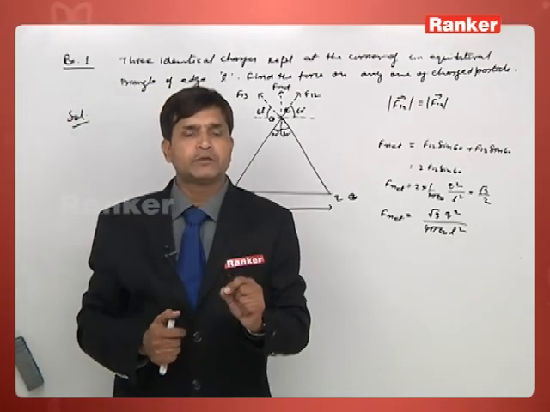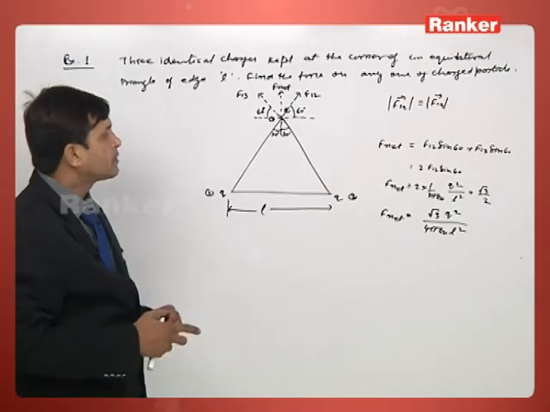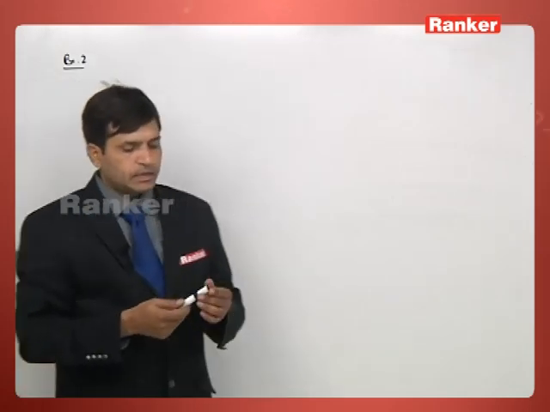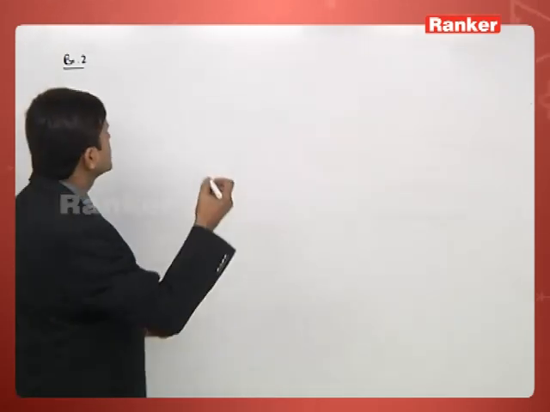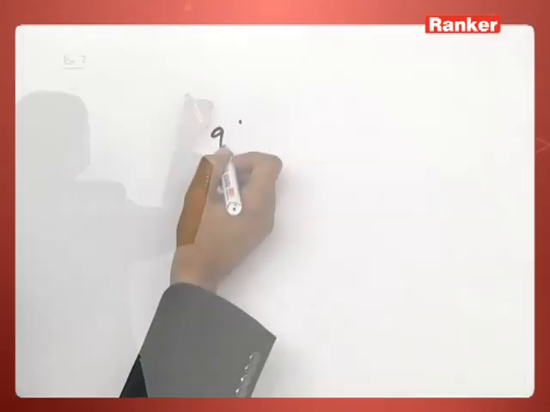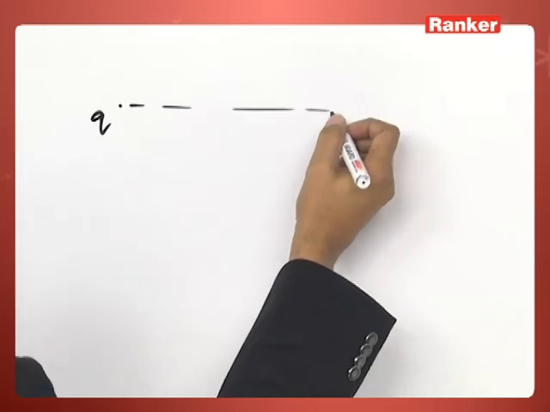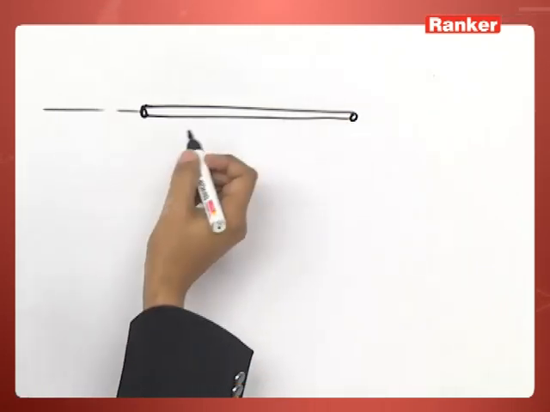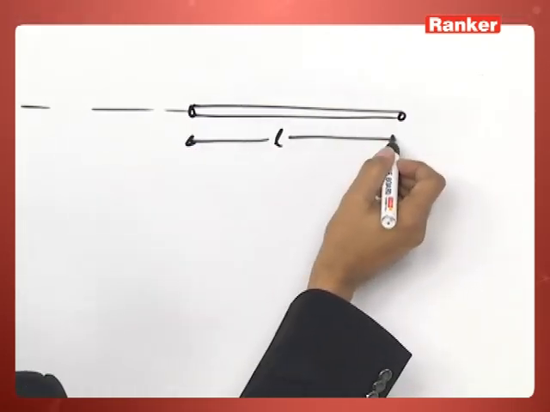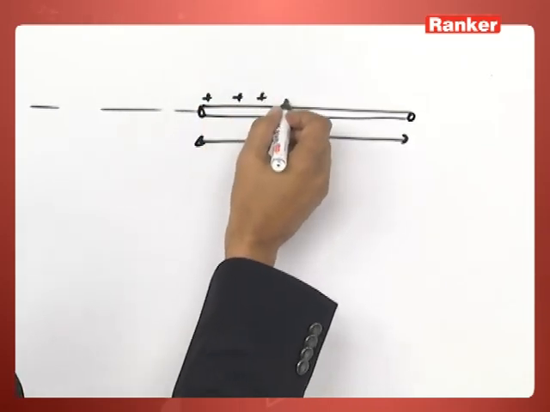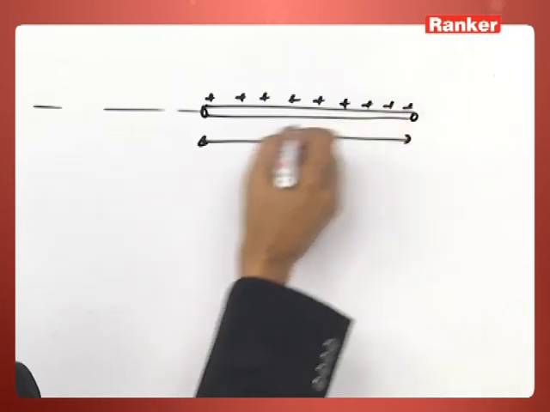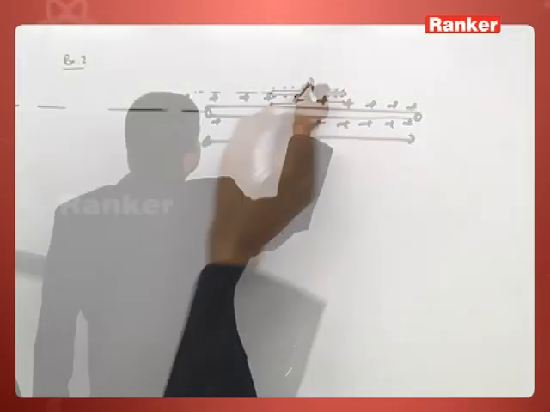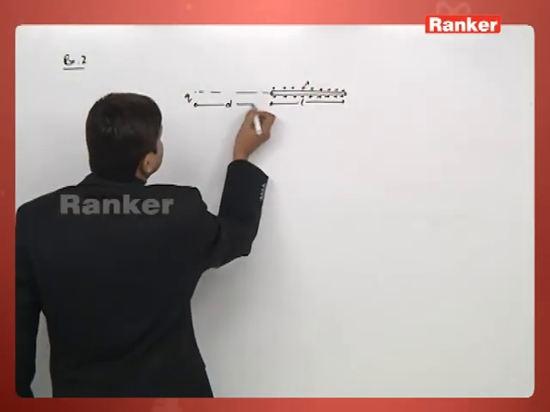This is the simplest example, very, very simple. Now see another example. Okay, now see example number 2. Here one point charge q and a conductor of length L having a charge per unit length lambda are kept at a distance d.